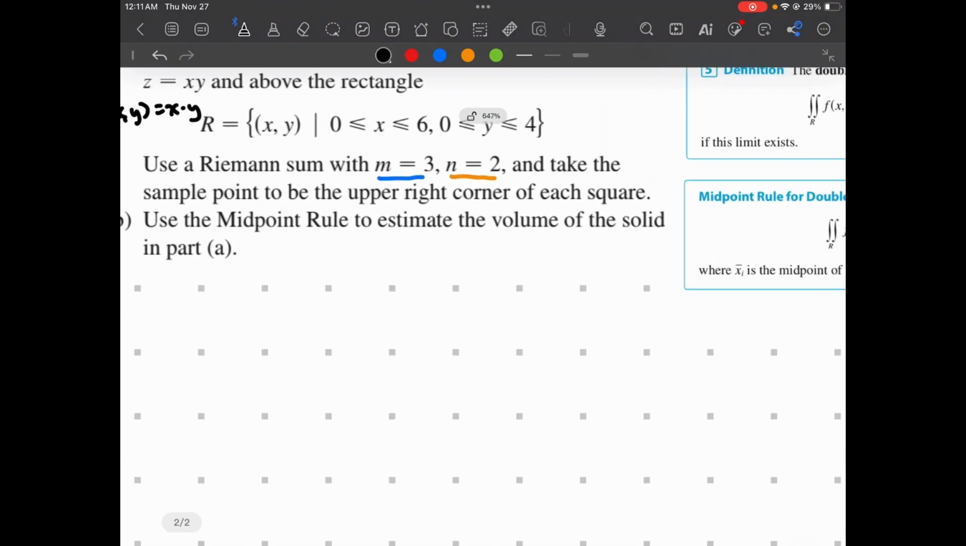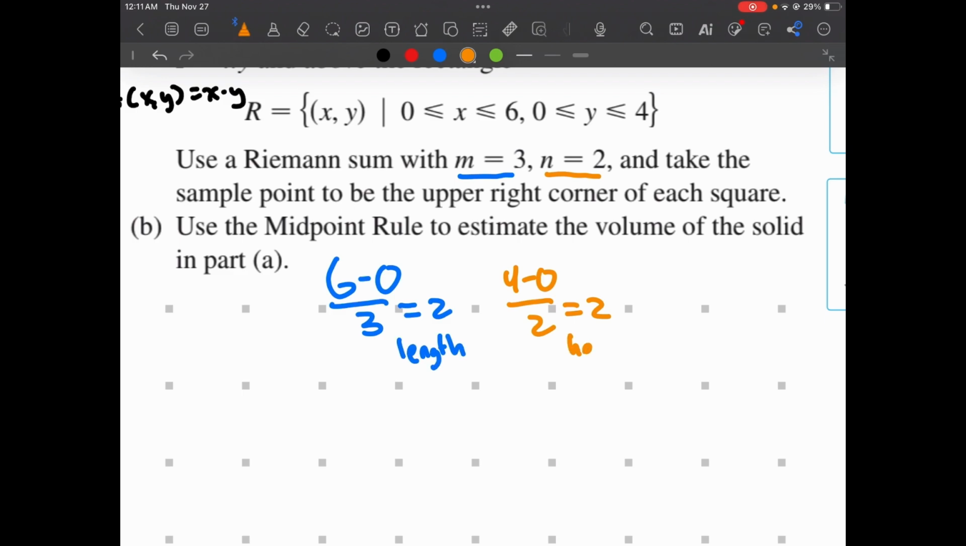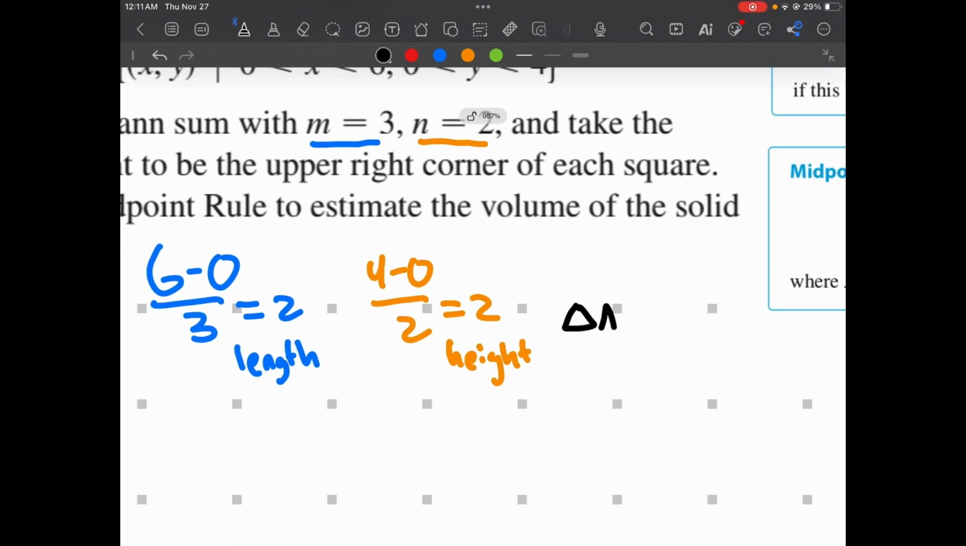In order to do the Riemann sum, we need to find the lengths and the heights of each square in the sum. In order to do that, we can take the endpoint subtracted by a starting point of each variable and divide it by the respective m or n. So for x, I can do 6 minus 0 divided by 3, which is equal to 2. And for y, I can do 4 minus 0 divided by 2 equals 2. So we know that there is a length of 2 and a height of 2 for each square. And from that, we can find that delta A is equal to 2 times 2, which is equal to 4.